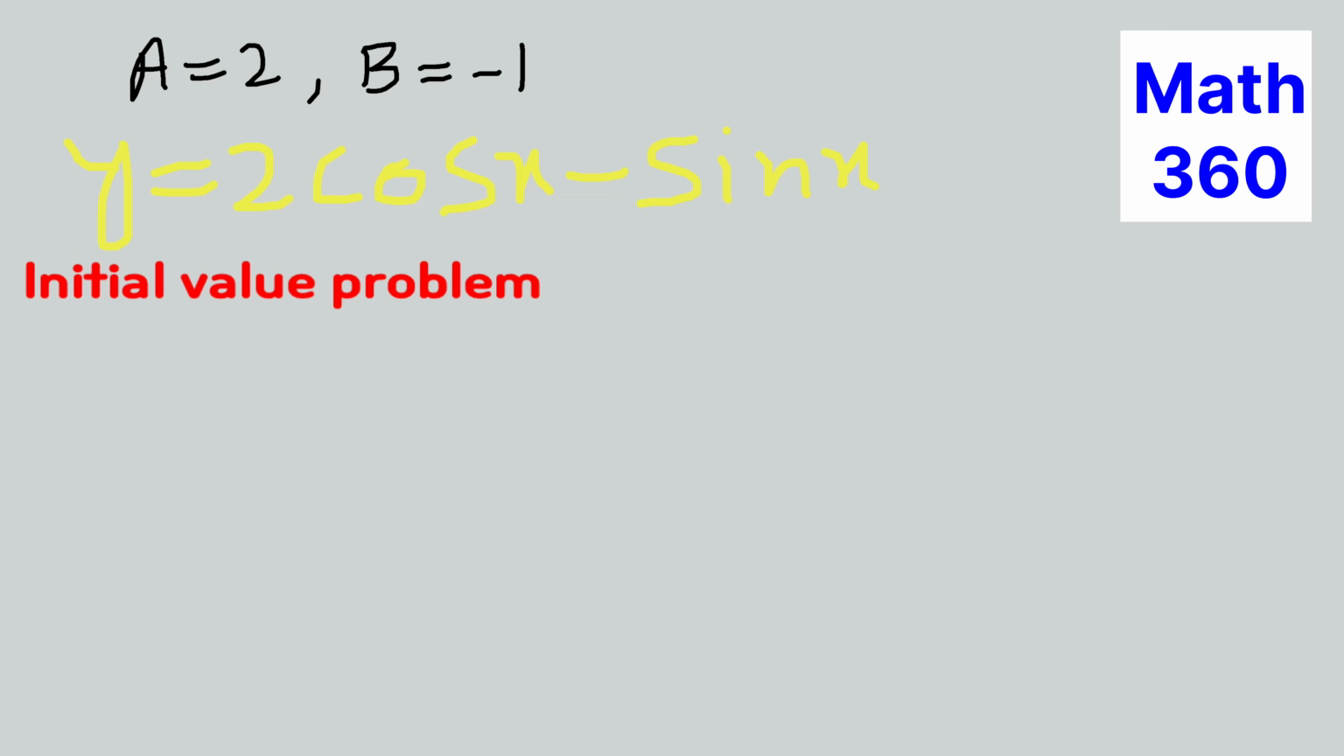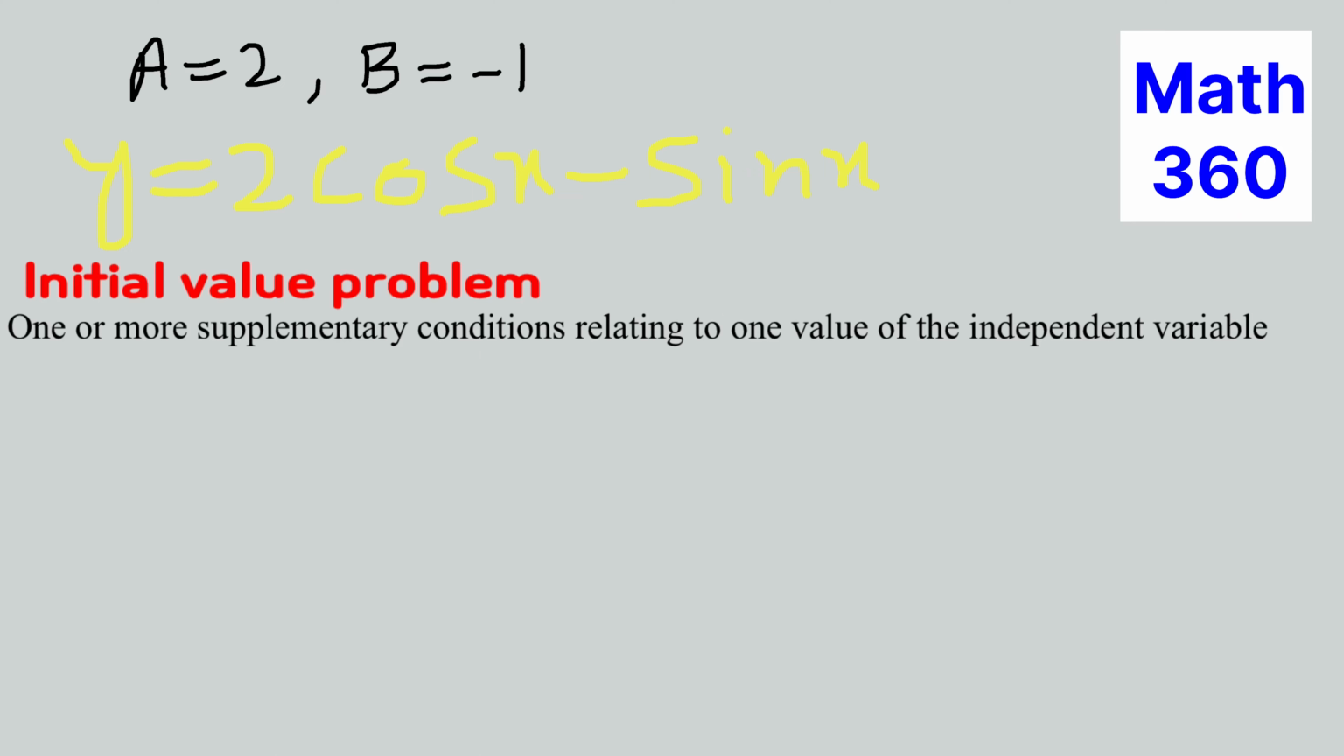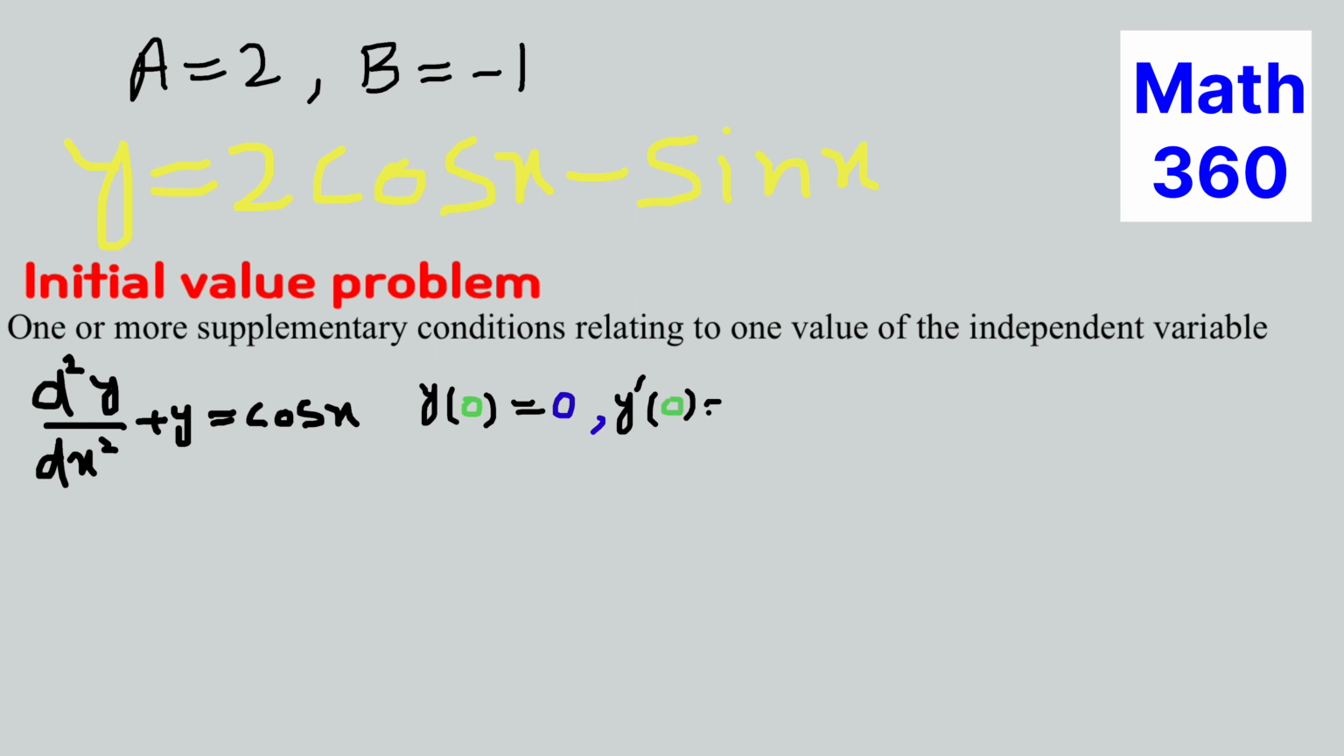Initial value problem: a problem involving a differential equation and one or more supplementary conditions relating to one value of the independent variable, which the solution of the given differential equation must satisfy, is called an initial value problem. For example, d squared y over dx squared plus y is equal to cos x, with initial values y(0) is equal to 0 and y prime (0) is equal to 1.